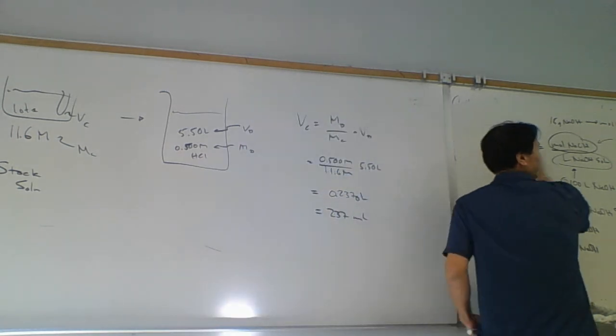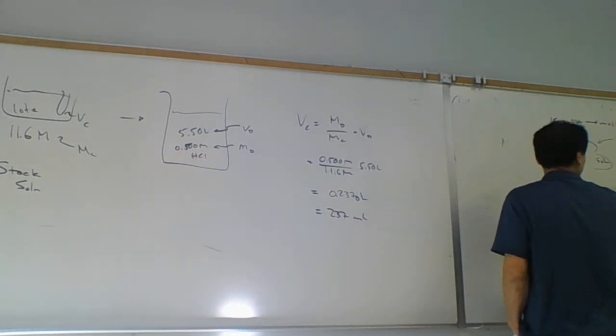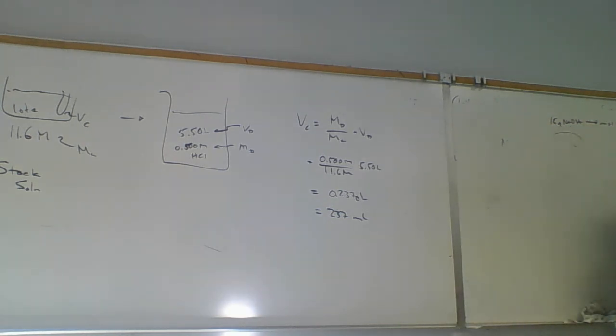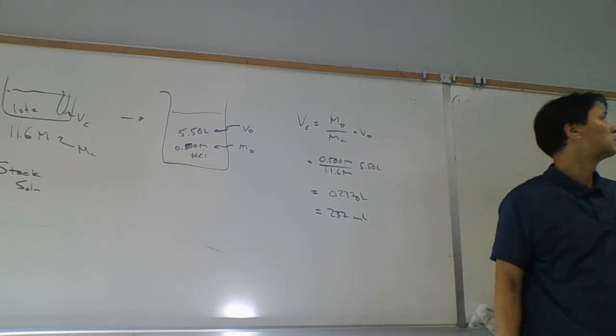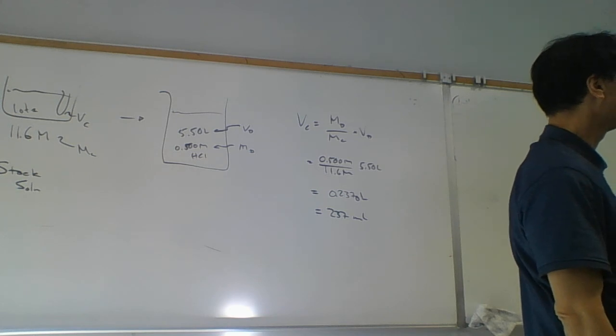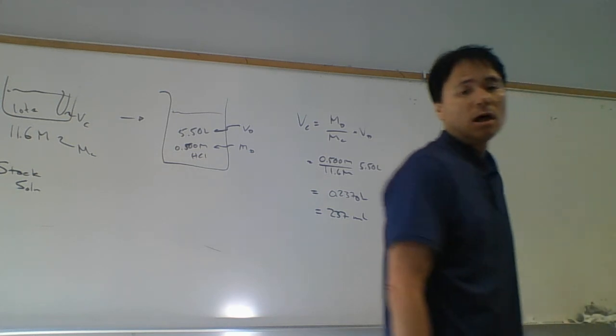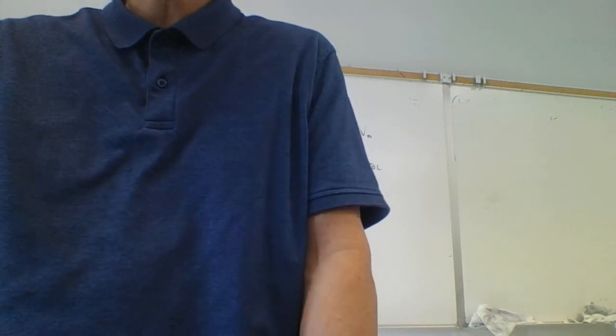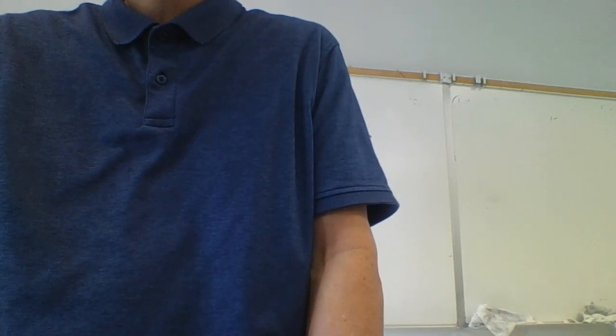Calculate the volume in milliliters of 0.842 molar sodium hydroxide required to precipitate as copper(II) hydroxide all of the copper ions in 30.0 milliliters of 0.635 molar copper(II) sulfate. All right, so why don't you give this a go and work on this for a little bit. Come back, take a look at it.